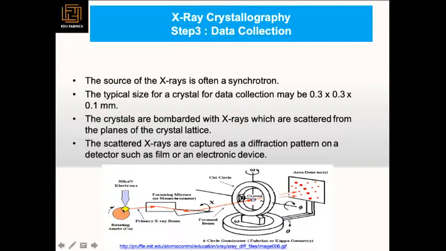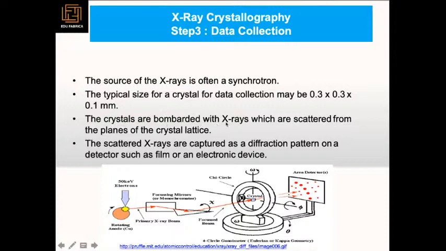So you have a source of X-rays via synchrotron or something, then they get reflected by the prisms, then they hit the crystals, and after hitting the crystals they are absorbed at the area detector. So the source of X-rays is a synchrotron in this case. For typical crystal size for data collection, we need 0.3 by 0.3 by 0.1 millimeter.